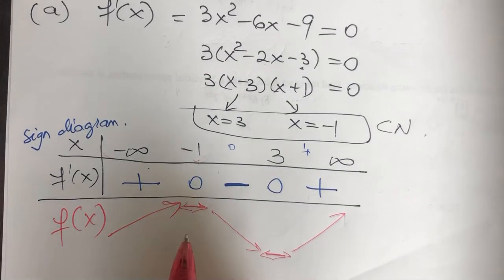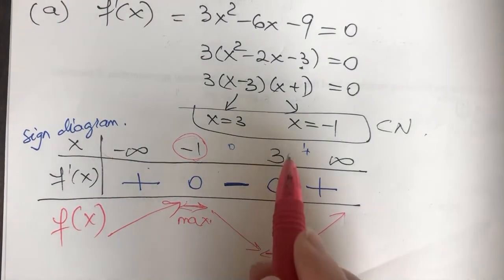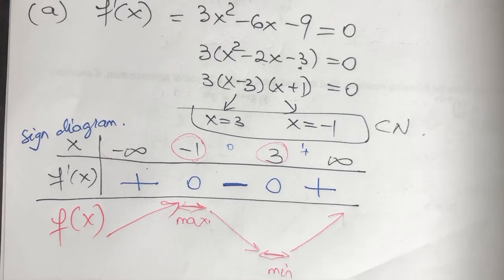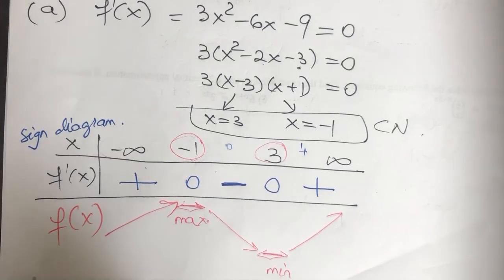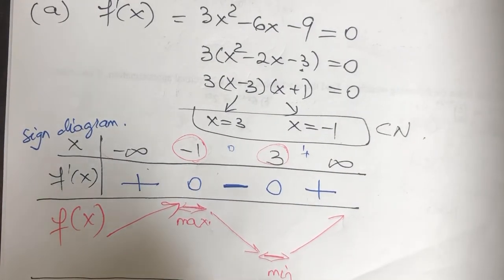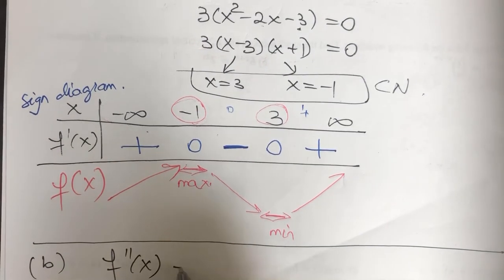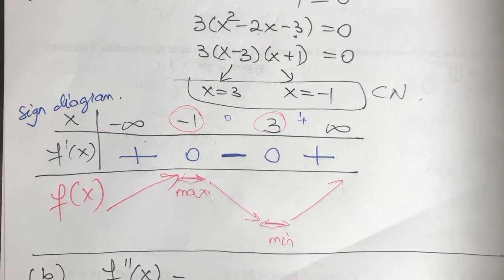So here it is. You're going to have a maximum here when x is -1, and a minimum here where x is 3. I will also make that clear on the graph. Okay, so that's our sign diagram for the first derivative. Now, let's take the second derivative. So what's the second derivative?